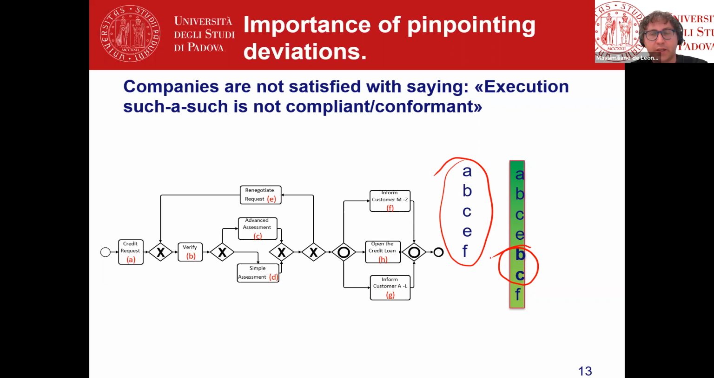Of course, there are many ways I can explain deviations. The other possibility is that it's not compliant, not because you forgot to execute B and C, but conversely because you executed E once and you were not supposed to. So which one to take? Here I'm based on the assumption that the correct explanation is the simplest one. So among these two, I will take this one because it's the one that deviates the least from the execution that I observed in my event log.